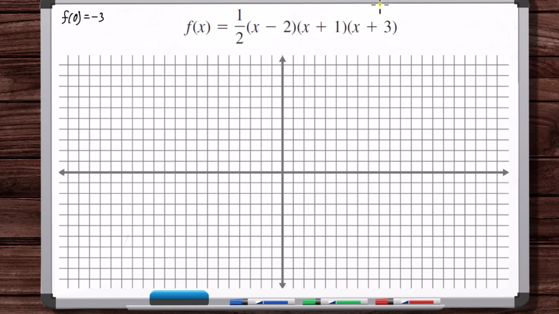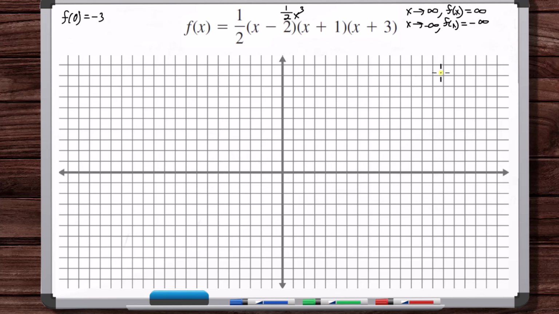Okay, the end behavior. So the leading term is going to be x times x times x times 1/2. So 1/2 x cubed. So as x approaches infinity, this function, it's a positive coefficient, and x to an odd power, this is going to go to infinity. And then as x approaches negative infinity, the function is going to go to negative infinity.